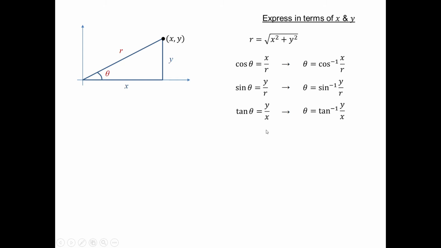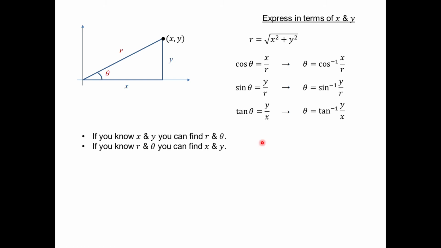So that's going one way. What we found is that if you know x and y, you can find r and theta. We'll also see, if we inspect these relationships up here carefully, that if we know r and theta, we can find x and y. For example, if I know r and theta, I could just multiply both sides by r and find that x is r cosine theta. So if I know r and theta, that tells me how to get x. This relationship here tells me how to get y. Y is r times the sine of theta. So if I know r and theta, I know how to find x and y.